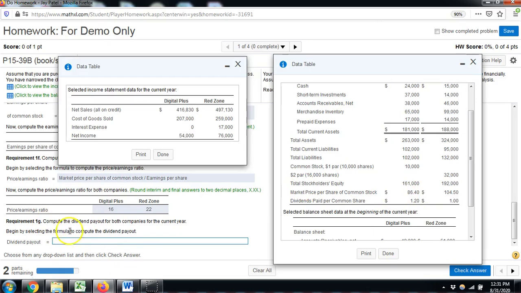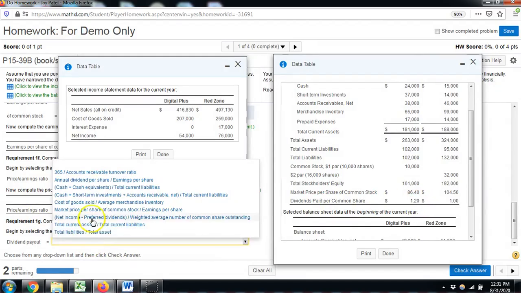So the next step is to compute the dividend payout for both companies. So basically we want to see what the ratio of the dividends per share are to the market price of the share. Sorry, I misspoke. The dividend payout ratio wants to see, of the net income per share, how much of it is getting paid out as a dividend. So it's the dividends per share divided by the earnings per share.